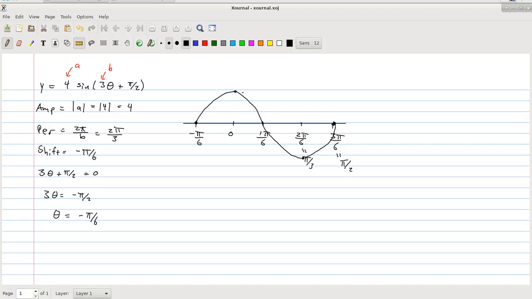Well, now let's label the height, the y-axis. So we know that the amplitude is 4, which says that the maximum height right here is at 4. And our minimum height is at negative 4. And so now we've got our graph. This is the graph of y equals 4 sine of 3 theta plus pi over 2.